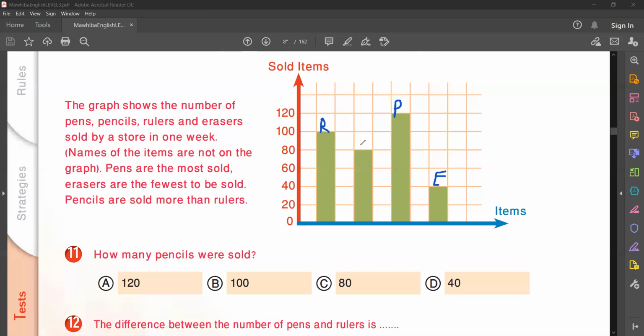Oh, here. The second, yes. Here, rulers, yes. And okay, now what is the first one? The first one is pencil. Here, pencil, right? Yeah, pencil, this ruler.